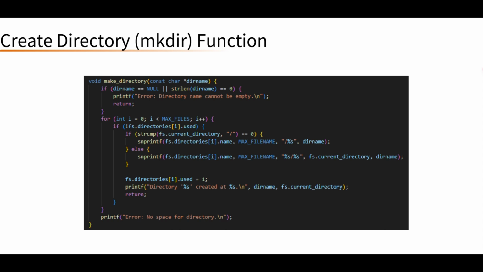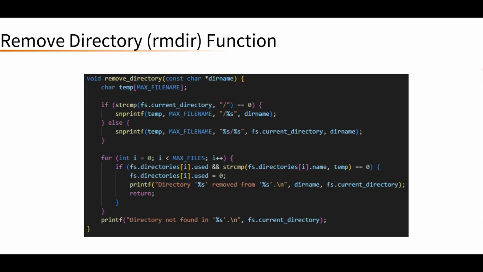Once a slot is found, it marks the use flag in the directory array as 1, then displays the newly created directory name along with its path. If all slots in the array are already in use, the function outputs an error message saying there is no space for a new directory.